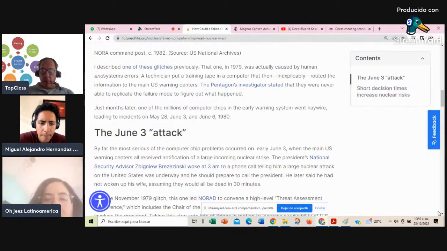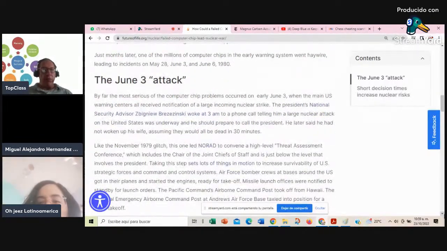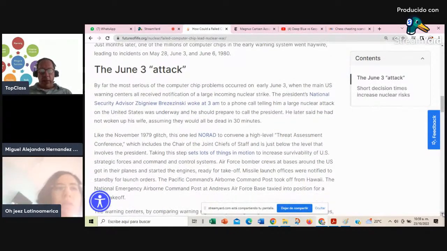Yeah, well, here at the end of the first paragraph, the June 3 attack. Can you read it, Mickey, please, and then discuss it?